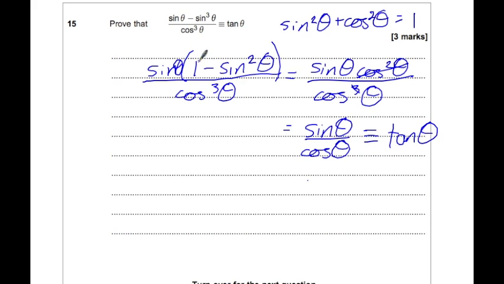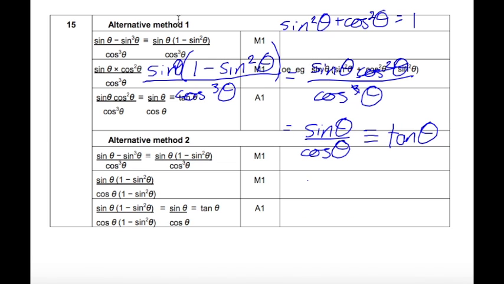And you need to be able to recognise things like 1 minus sine squared theta, 1 minus cos squared theta, can be subbed in with these. And then once you sub that in, the fraction cancels down. So you will get a mark for spotting things. So let's have a look.